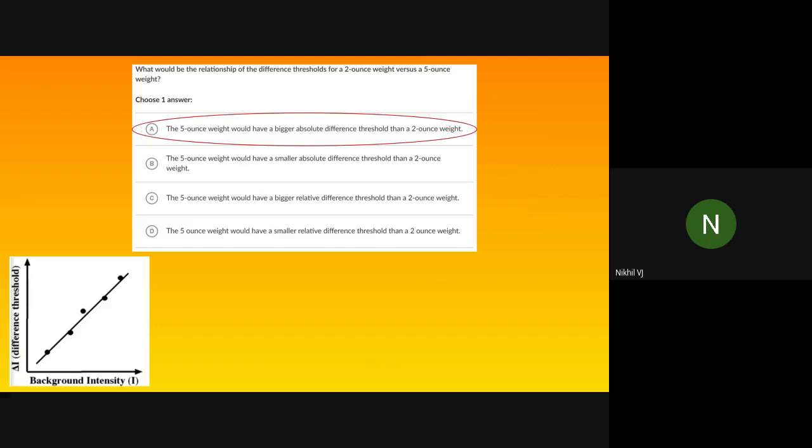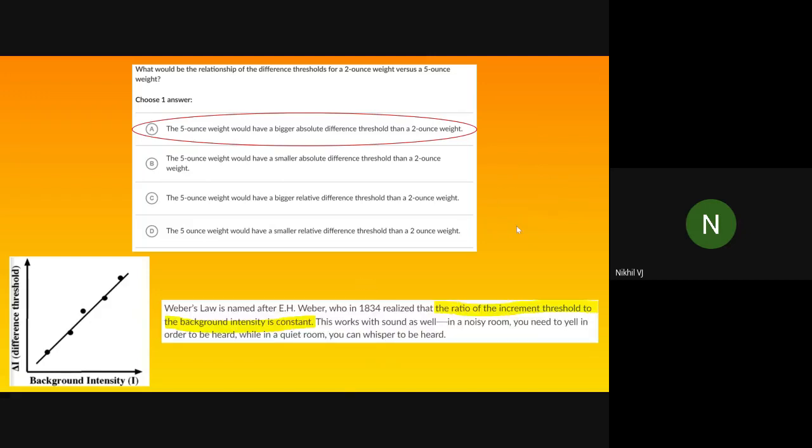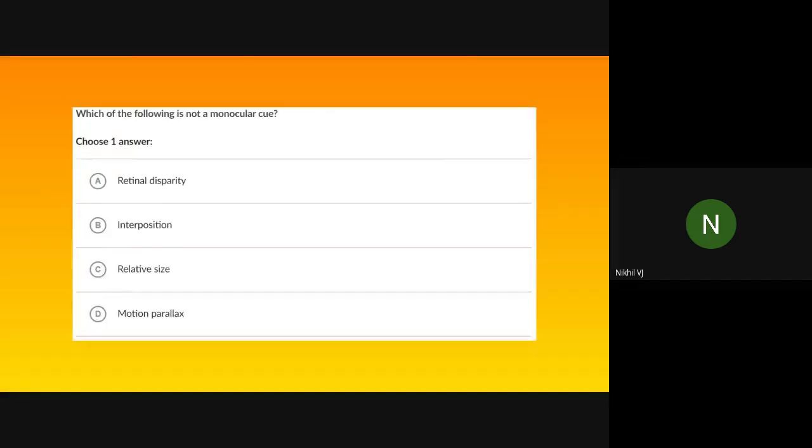So in that case, the level of the original stimulus being either 2 ounces or 5 ounces would have an effect on the difference threshold that we would need to cross to perceive a difference. And since we know that the larger background intensity or the larger weight causes a bigger difference threshold, or difference in the weight needed to recognize that there is a change, we know that the 5-ounce weight will have a bigger absolute difference. And as always, feel free to raise your hand or unmute yourself to let us know if you have any questions. But if not, we can move on to the next question.